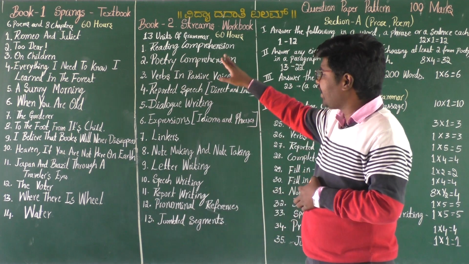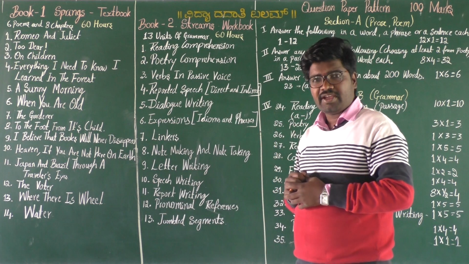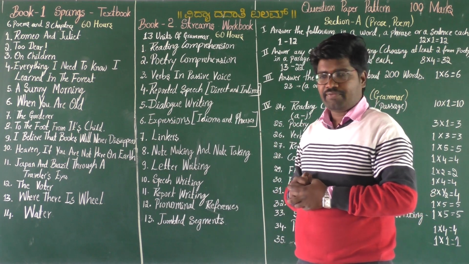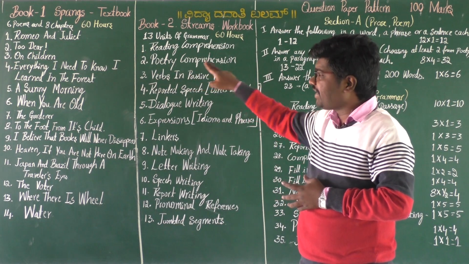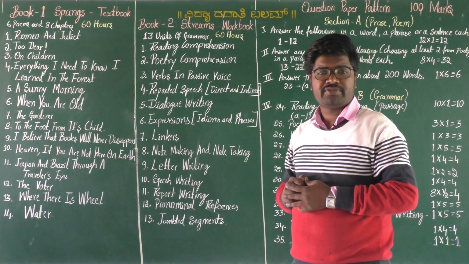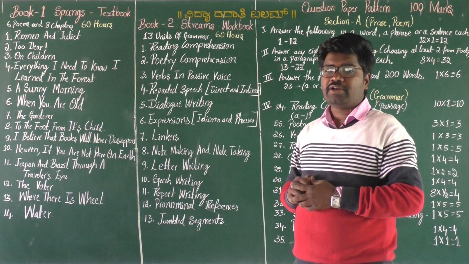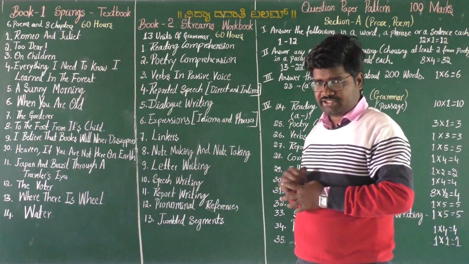The first unit we can see is reading comprehension. Reading comprehension, we call it an unseen passage, for 10 marks. And the second one is poetry comprehension. There will be a collection of poems, 20 poems in your workbook. On the basis of that, there will be questions on it.